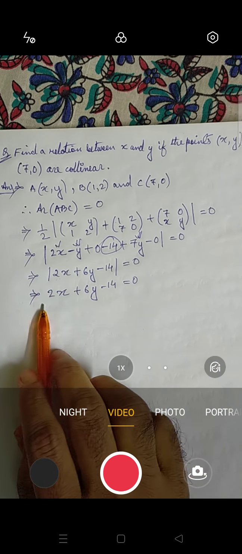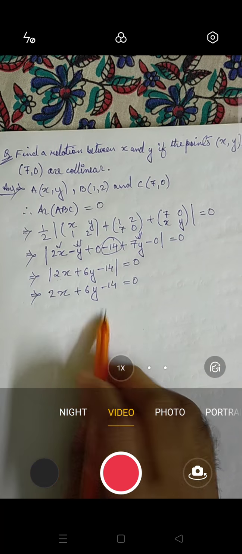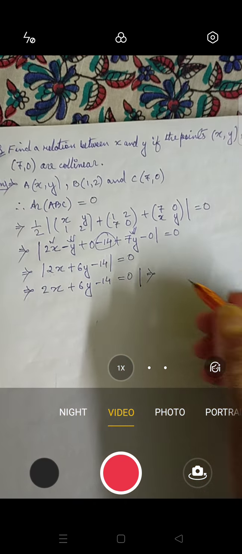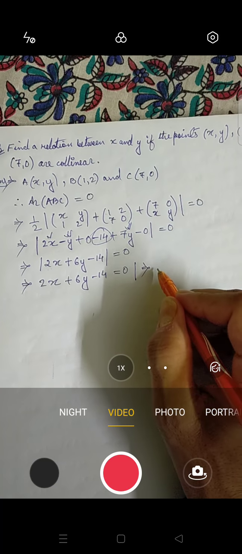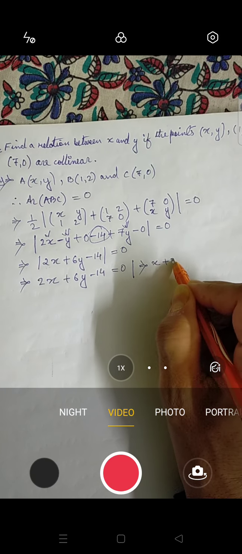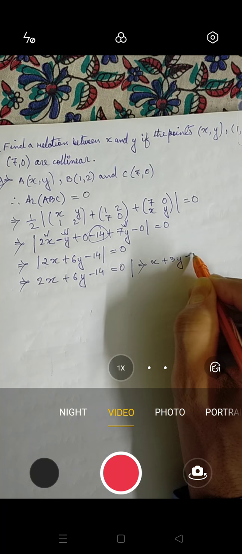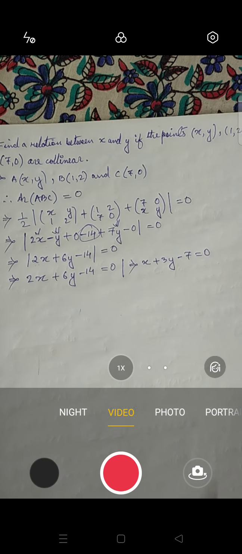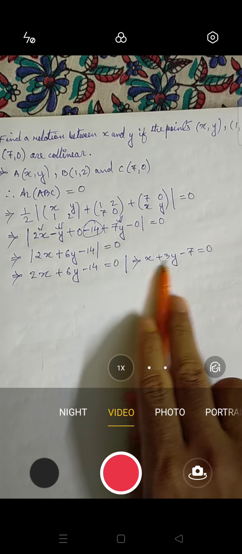Now you can see that 2 is common in all the terms, so this can be divided. I am writing it over here, you can write in the next line. So I am dividing it by 2. So I will be having x plus 3y minus 7 equals 0. This is your final answer. That means this is the relation of x and y.